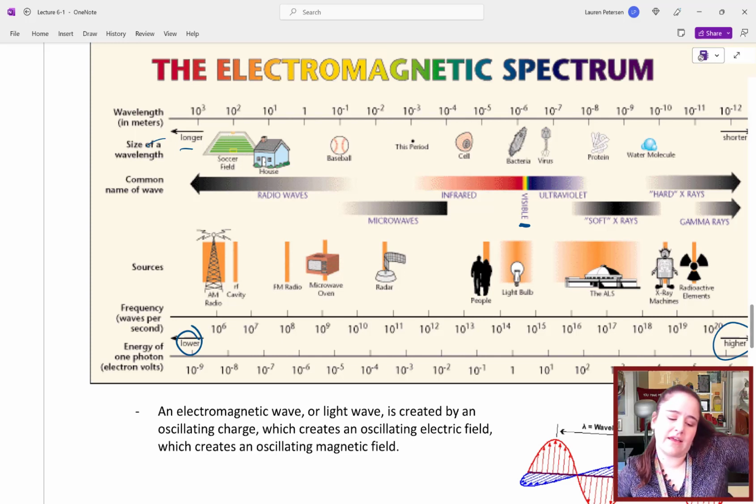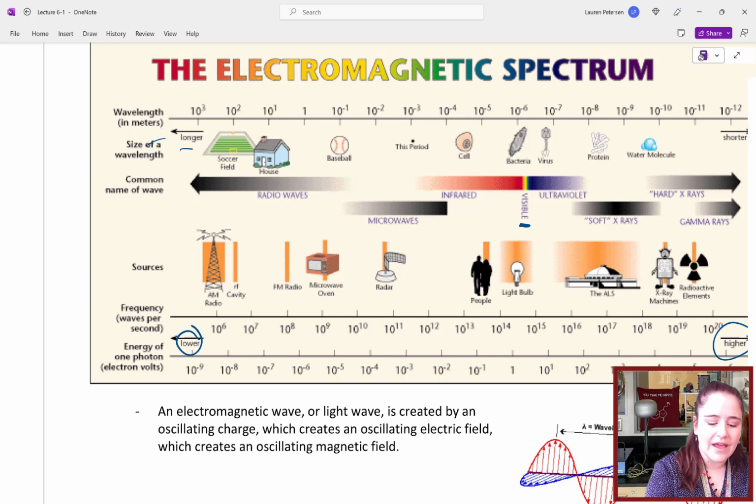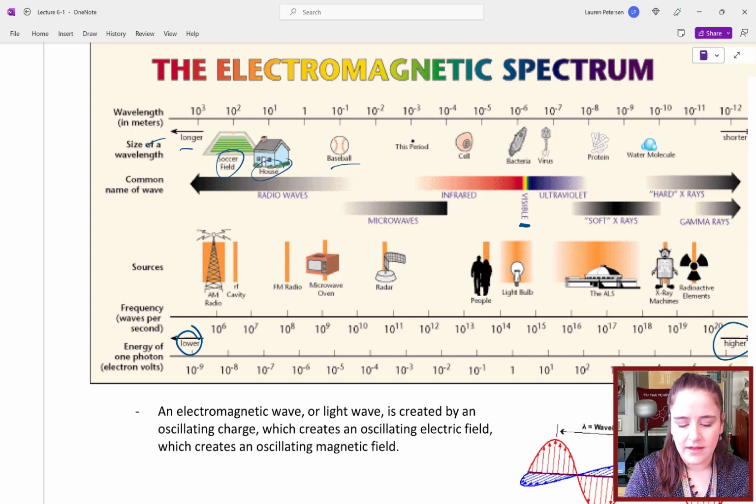Radio waves are the long and lazy ones. Their wavelengths are on the order of soccer fields or houses, or can even be as long as the universe. Then we move into microwaves, which we use to heat up our food. They are just the right frequency to wiggle water molecules and fat molecules around in our food. They have wavelengths the size of a baseball. This little dot right here has a wavelength in the same order as a microwave.